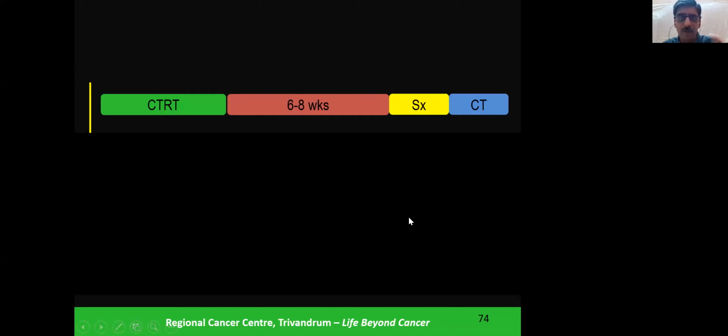Now, this is a protocol. If you're going for a long course chemo radiotherapy, you wait for 6 to 8 weeks, operate, and all these patients will receive adjuvant chemotherapy unless they have ypT0N0M0. Hope I'm clear. If the final pathology after surgery comes as no residual tumor, then you can avoid the chemotherapy. Or else all patients after long course chemo RT and surgery will get chemotherapy unless it is no residual tumor cells.